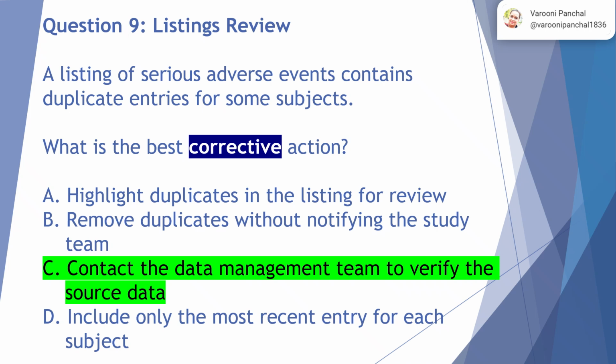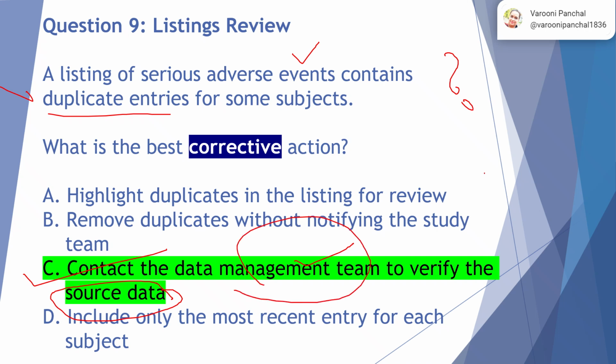So the best way to handle such duplicate entries is to contact the data management team and verify the source data. Your source data is nothing but your monitoring team. So the data management team has to raise the query to their monitoring sites to ensure whether the serious adverse event had happened. And even if it happened, are these duplicate entries correct, right? So all these investigations have to be done by your data management team, that is your DM.